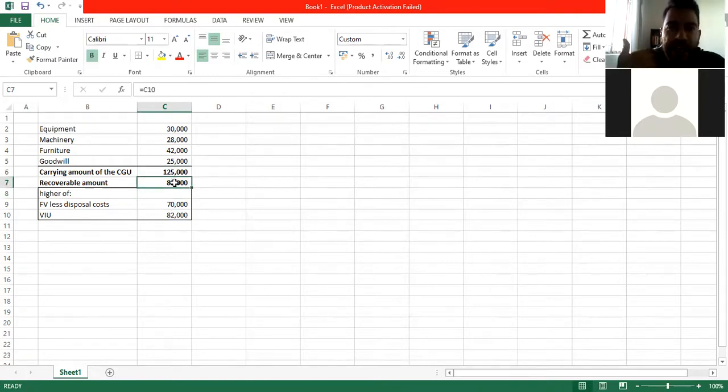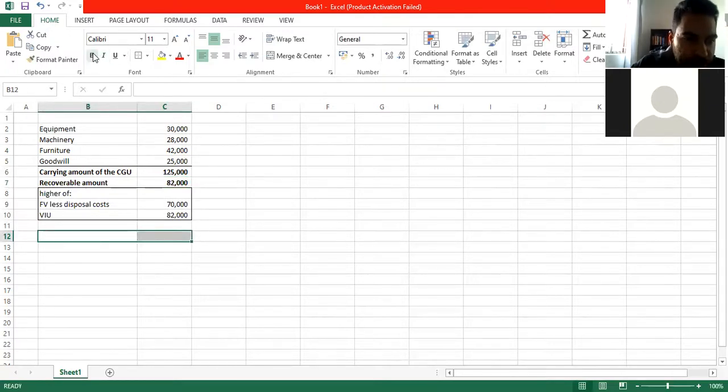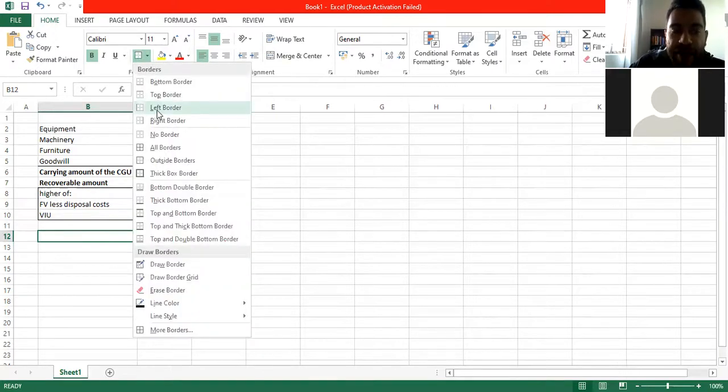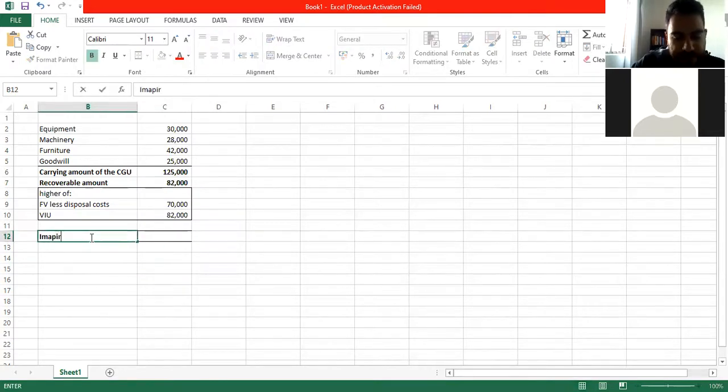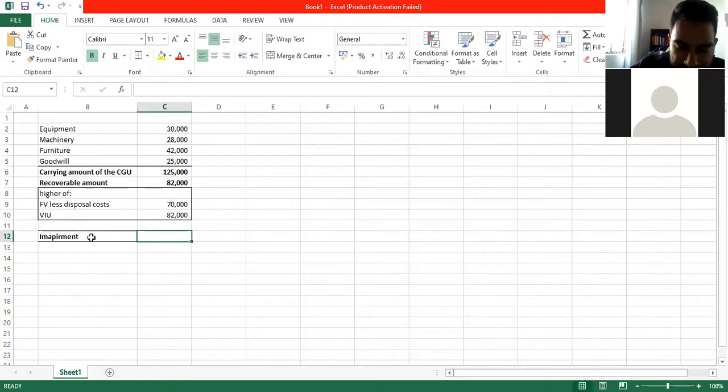Okay, so now we compare the carrying amount to the recoverable amount. Remember the principle is the carrying amount cannot exceed the recoverable amount. In this case, the carrying amount is exceeding the recoverable amount. As a result, there will be an impairment. So what is the impairment? The difference between the two. If the carrying amount was not more than the recoverable amount, then there is no impairment. So therefore there is an impairment, and it is the difference between the two.